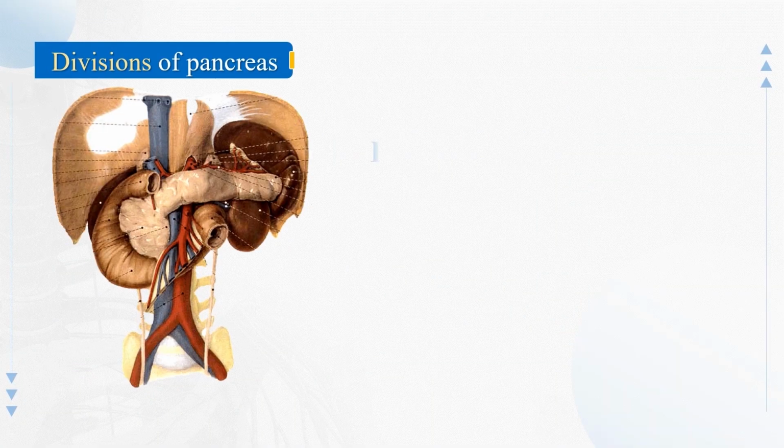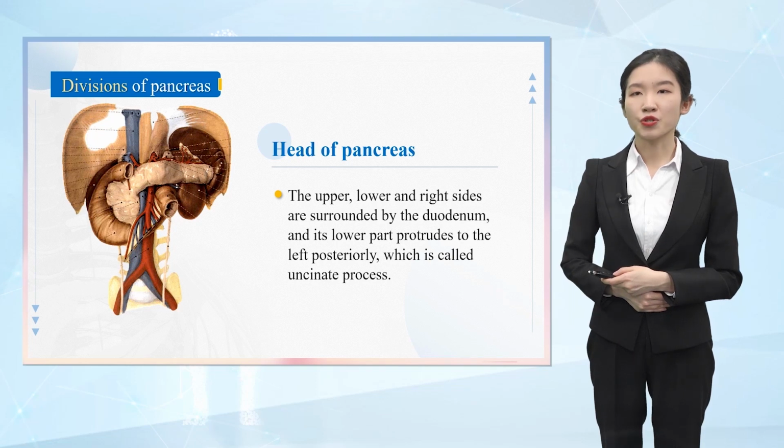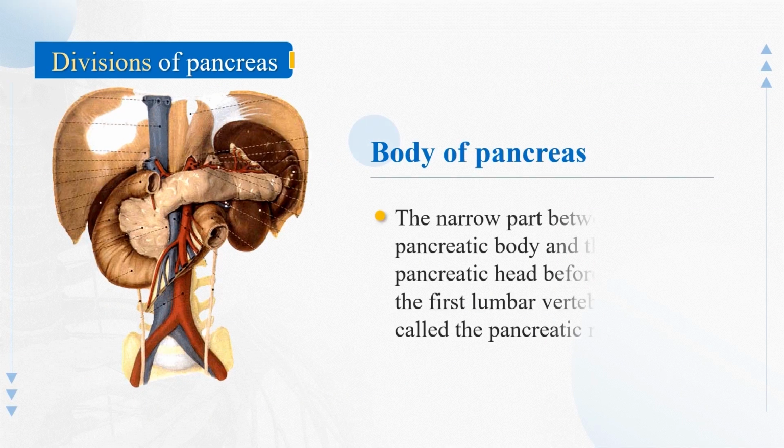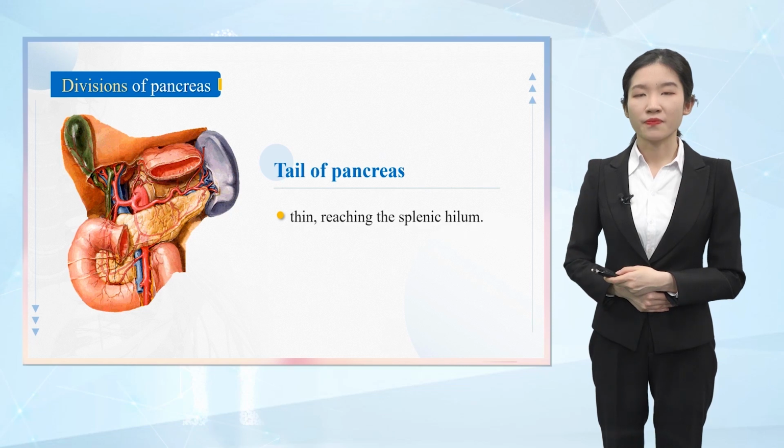The pancreas divisions. Head of pancreas. The upper, lower, and right sides are surrounded by the duodenum, and its lower part protrudes to the left posteriorly, which is called uncinate process. Body of pancreas. The narrow part between the pancreatic body and pancreatic head before crossing the first lumbar vertebra is called the pancreatic neck. Tail of pancreas is thin and reaches the splenic hilum.